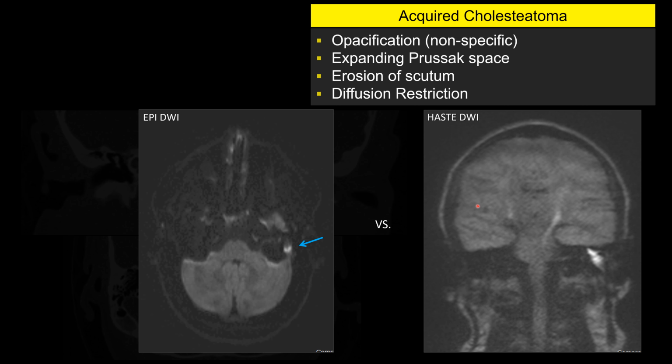So you need to use a technique that utilizes a non-echo-planar diffusion weighted sequence, such as HASTE diffusion. Now you can visualize the lesion much better with restricted diffusion. Do keep in mind, though, the lesion needs to be a certain size. Otherwise, even with non-echo-planar imaging, it may be too small to adequately detect.